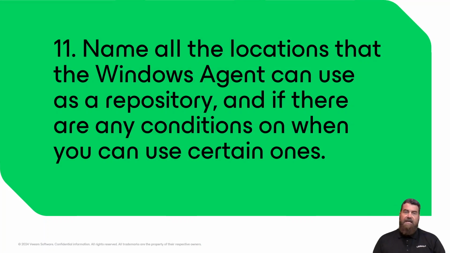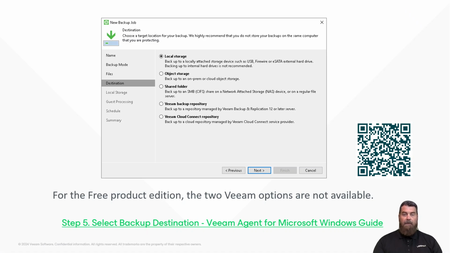Yesterday we asked, name all the locations that the Windows agent can use as a repository, and if there are any conditions on when you can use certain ones. It's a lot to digest there, and I'm sure if you looked into it, you did a lot of reading. Maybe the agent guide itself was a good resource. And there you go. It is a good resource based on the link that we have there. So that's where the QR code leads.